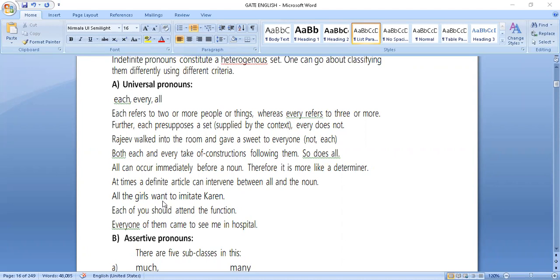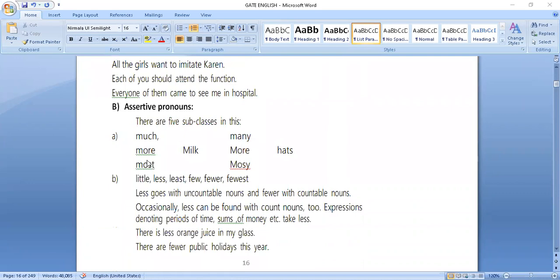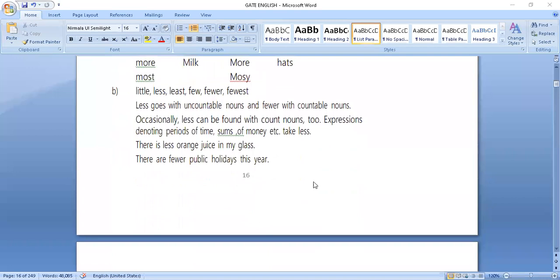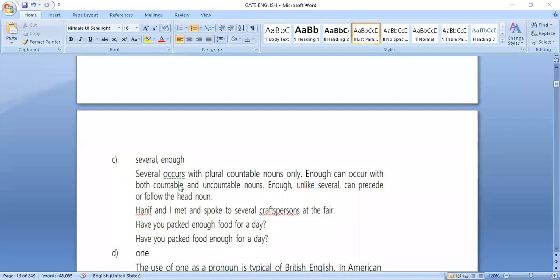Next, assertive pronouns. There are five subclasses in this. Much, more, most. Many, more, most. Little, less, least, few, fewer, fewest. Less goes with uncountable nouns and fewer with countable nouns. Occasionally less can be formed with count nouns too: expressions denoting periods of time, sums of money, etc. take less. There is less orange juice in my glass. There are fewer public holidays this year.